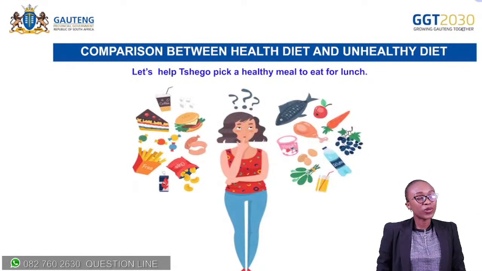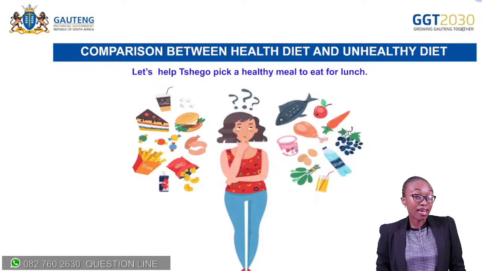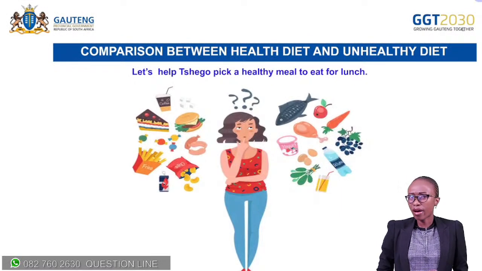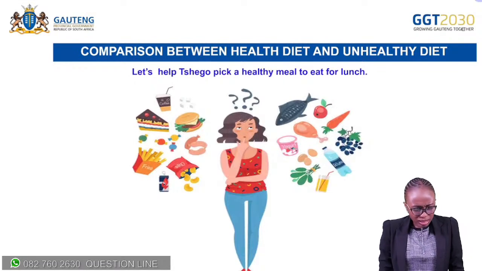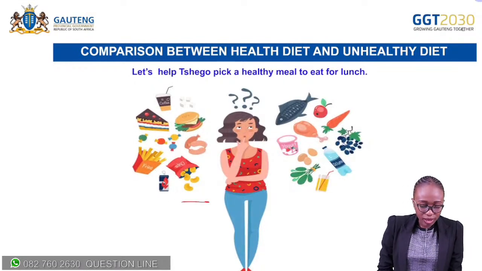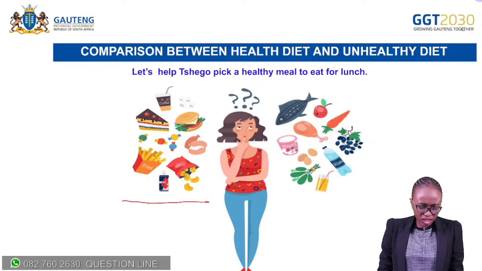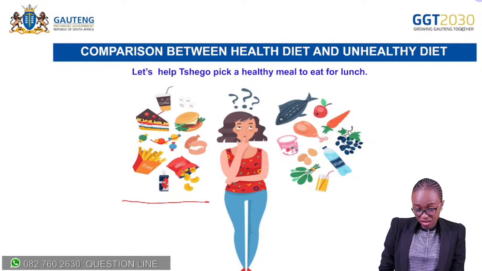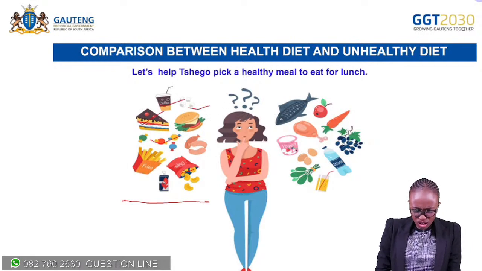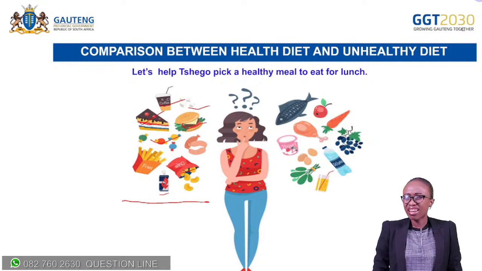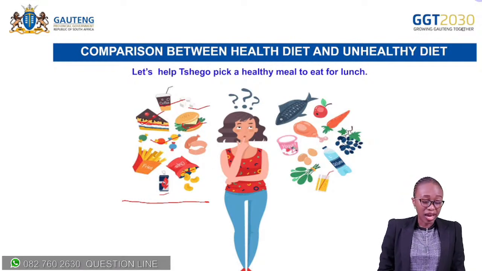I hope you send through suggestions for meals that Tsihu can have for her lunch. So we want her to have a healthy lunch. So let's check on this side. What do we have on this side? We have chips, crisps, there are sweets, there's a slice of cake, there's coffee, sugar, and a burger. And there's also an energy drink. Is that healthy for Tsihu? No, I don't think so.